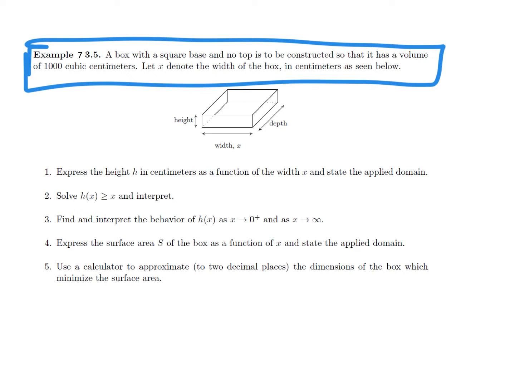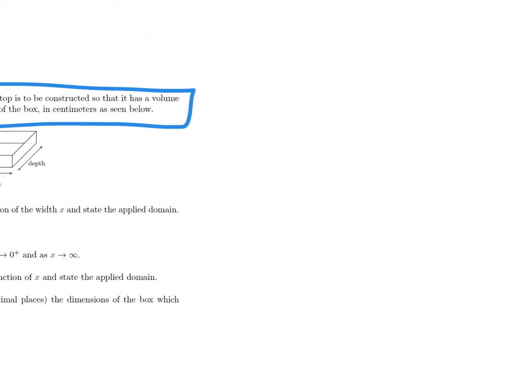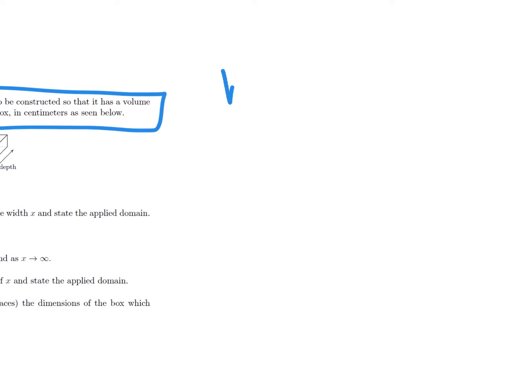Okay, so you've got this box. Notice it doesn't have a top. They're telling us that they want the volume to be 1,000. So I know a bunch of things. I'm going to start with the formula that I know off the top of my head. Volume is length times width times height.